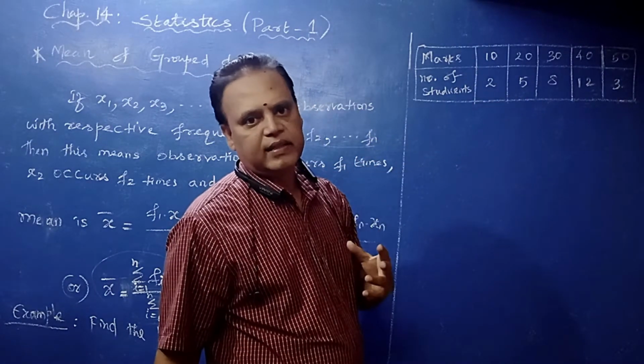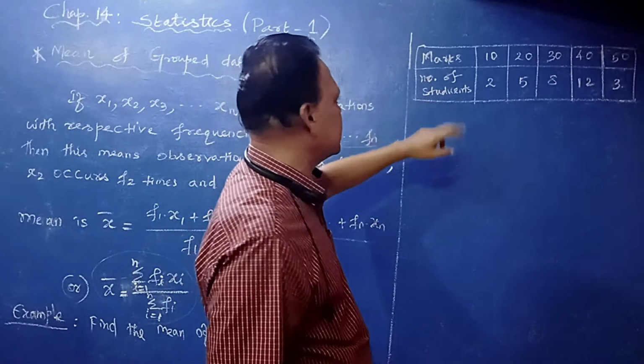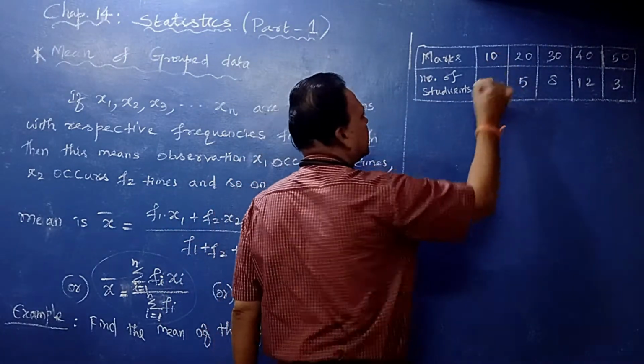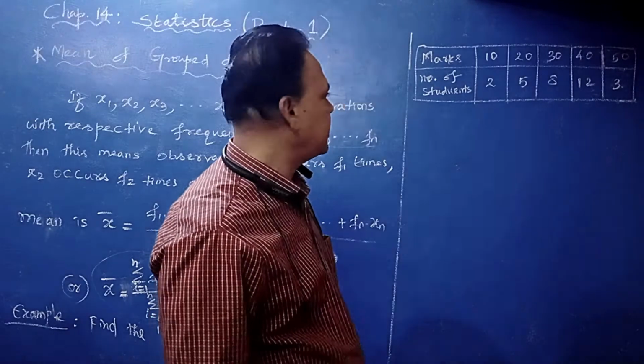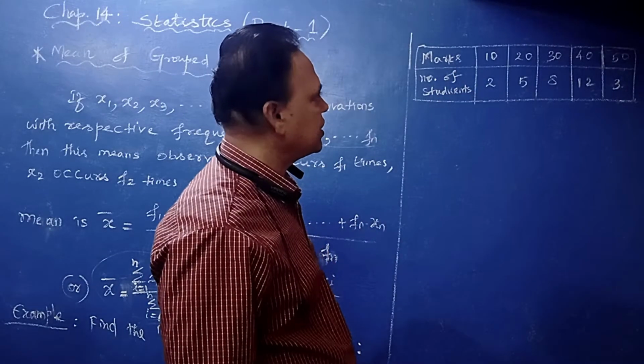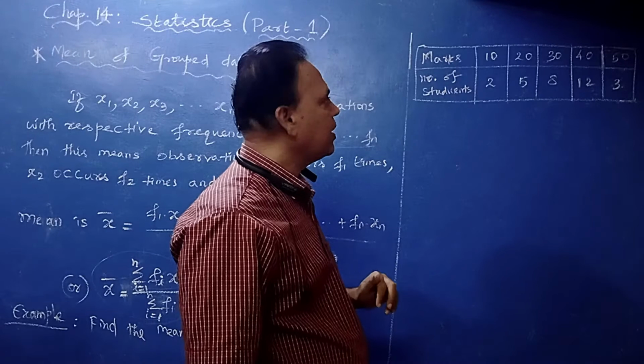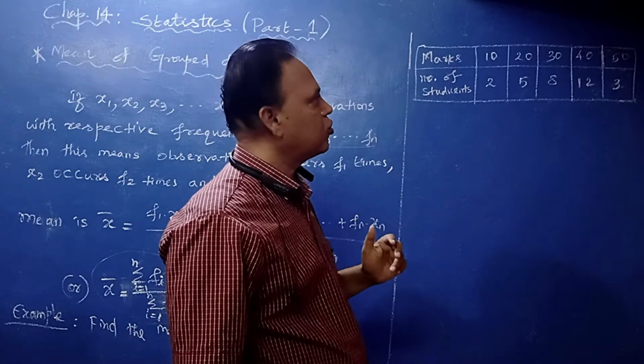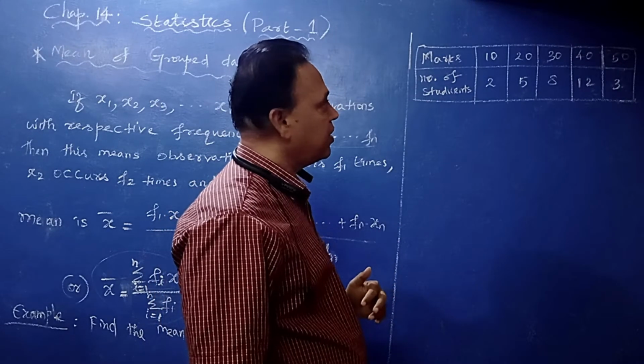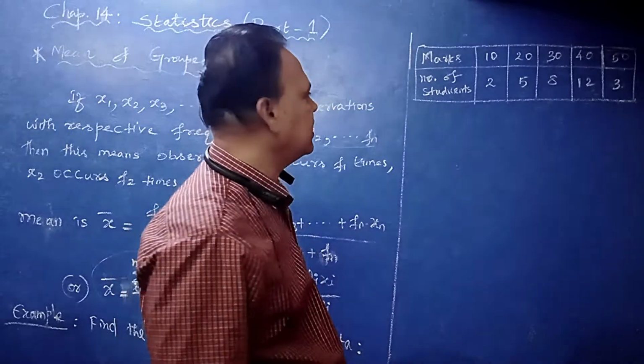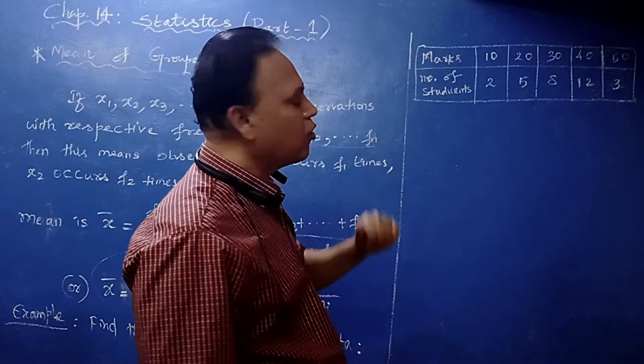Okay, that is the category. So here, number of students: 10 marks taken by 2 students. Clear? 20 marks taken by 5 students. 30 marks taken by 8 students. 40 marks taken by 12 students. Then 50 marks taken by 3 students. Clear? Like that. So for that we have to find out the mean.